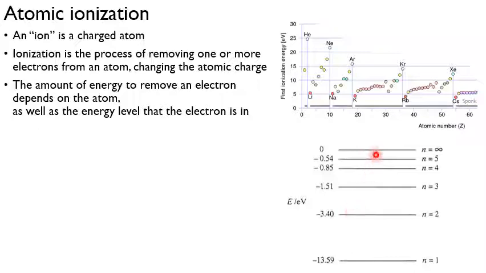And how can this ionization happen? One way for it to happen is a photon being absorbed. Now, you can also have two atoms collide. That brings in energy as well, and that can also cause ionization to occur.